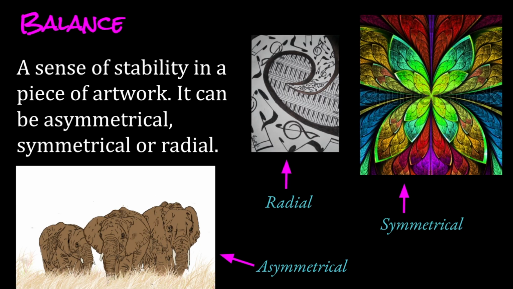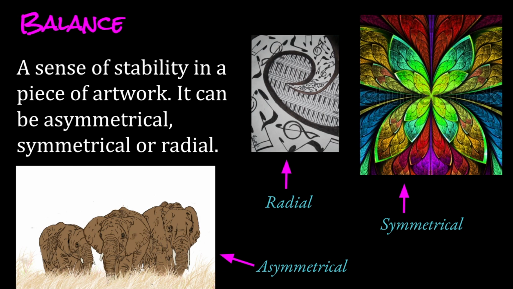Balance is a sense of stability in a piece of artwork. It can be asymmetrical, symmetrical, or radial. This slide shows you a version of each type of balance so you can visually see what they look like. The easiest to understand is the symmetrical example on the right. It can be divided in half vertically or horizontally and it would look the same.